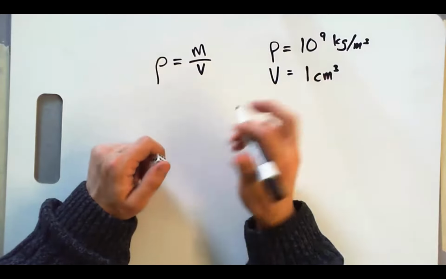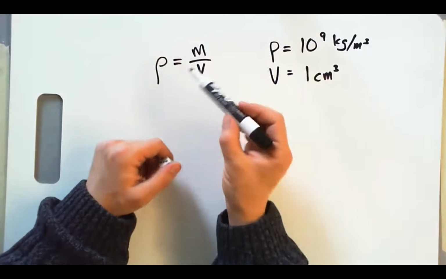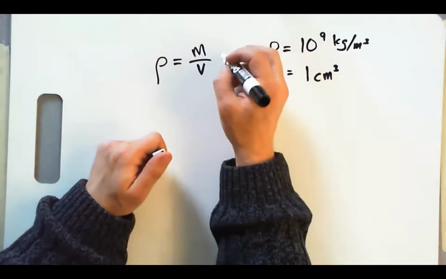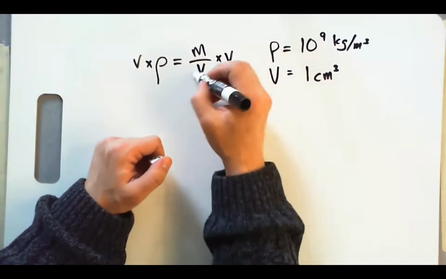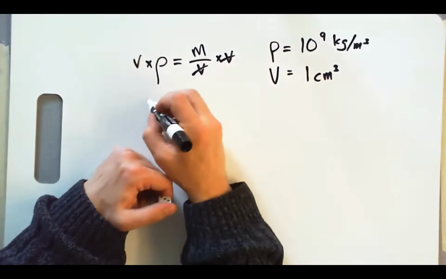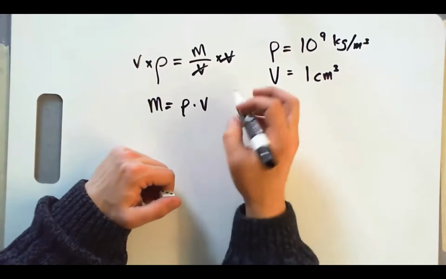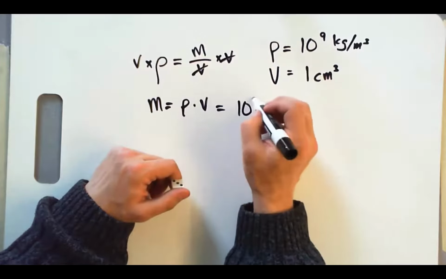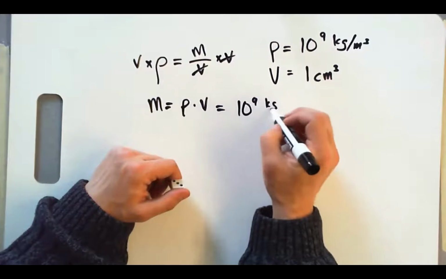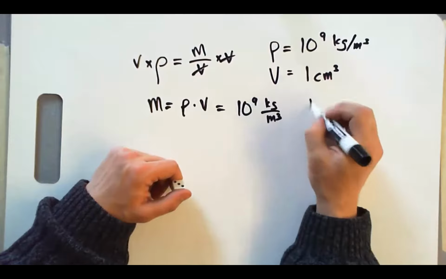Okay, so we can solve this for mass. We know the density, we know the volume, so we can solve for the mass. Let's just do some algebra first. We multiply both sides by V. The V's cancel out here. We get mass equals density times volume. Great. Well, our density is 10 to the 9 kilograms per meter cubed, and our volume is 1 cubic centimeter.